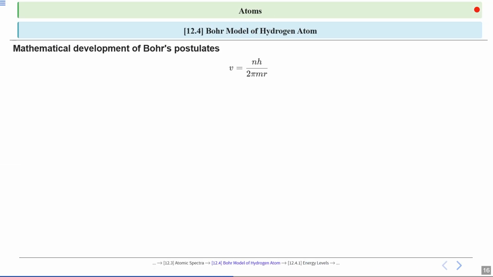Now let's start with the formula, v equal to nh upon 2 pi mr. This equation comes from the Bohr quantization rule, which says that the angular momentum of the electron is restricted to certain values. Now let's square both sides of the velocity equation to get v squared. This helps us prepare for substitution into other formulas. Remember, when we square v, every term on the right side also gets squared. So after squaring, we get v square equal to n square h square upon 4 pi square m square r square.